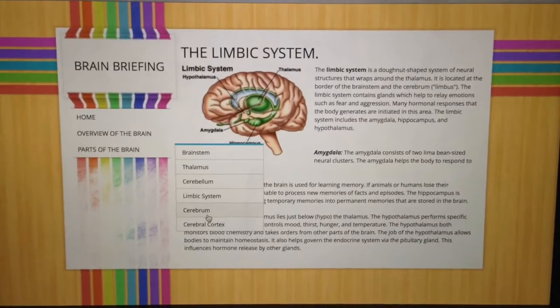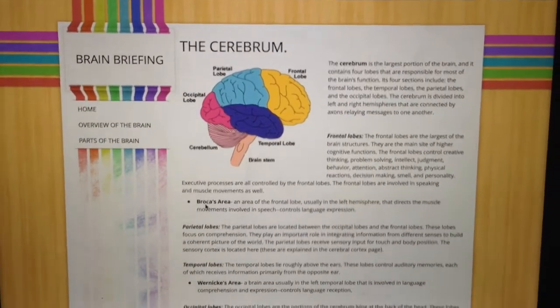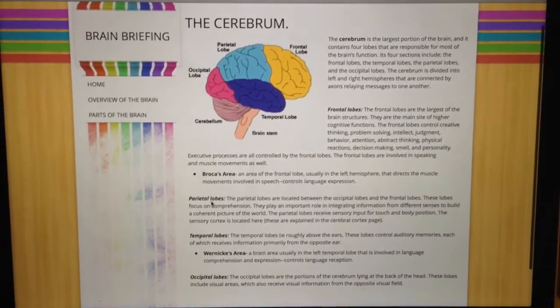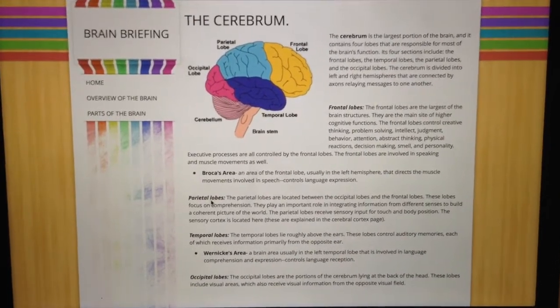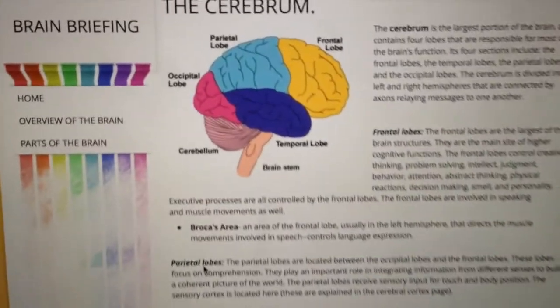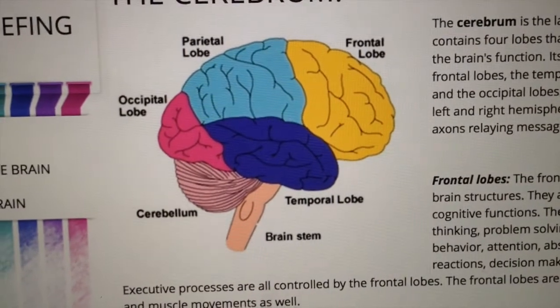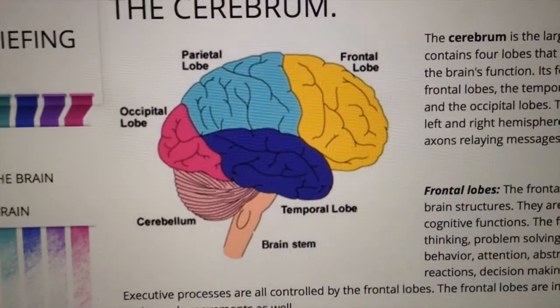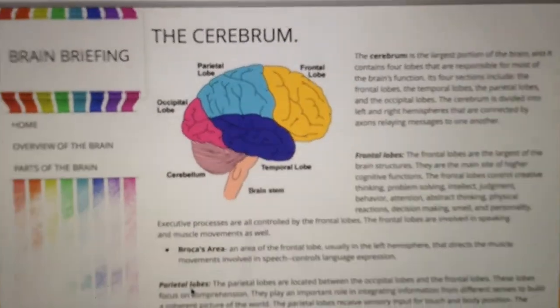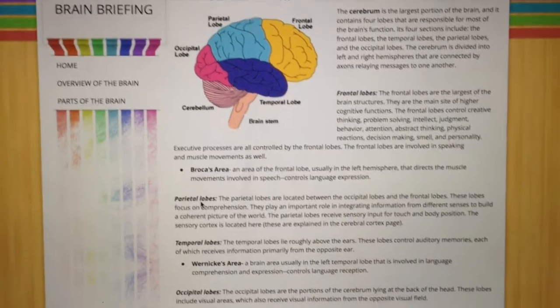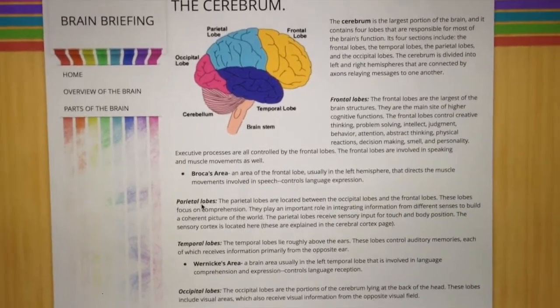The cerebrum is the largest portion of the brain, and it contains four lobes: the frontal lobes, the parietal lobes, the occipital lobes, and the temporal lobes. They are responsible for most of the brain's function. The frontal lobes are the main site of higher cognitive functions, such as problem-solving, creative thinking, decision-making, smell, and much more. They are also involved in speaking and muscle movements. The frontal lobes contain Broca's area, which is an area that controls language expression.